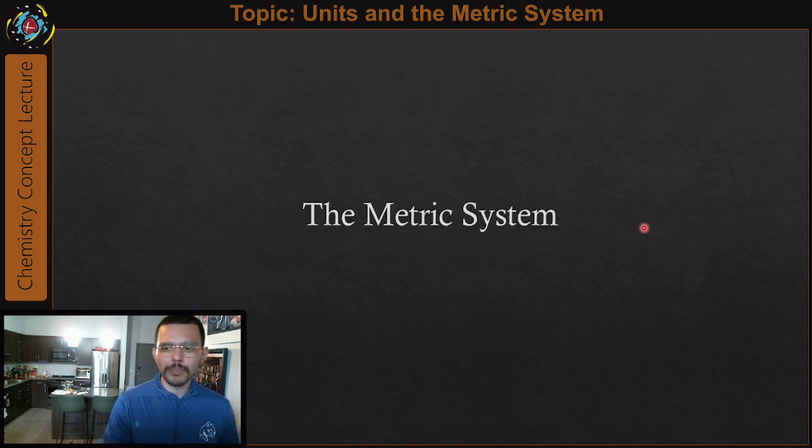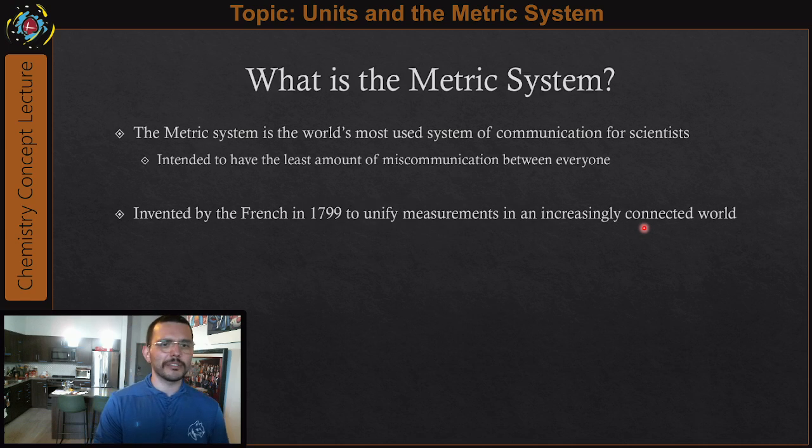What did they come up with? The metric system. So what is the metric system? The metric system is the world's most used system of communication for scientists. It's intended to have the least amount of miscommunication between everyone because everyone agrees and all the units are defined. It was invented by the French in 1799 to unify measurements in an increasingly connected world.